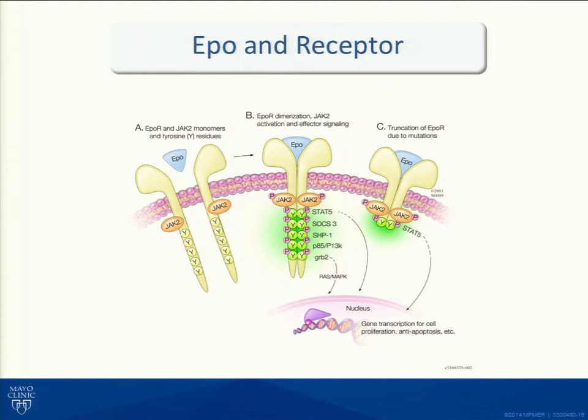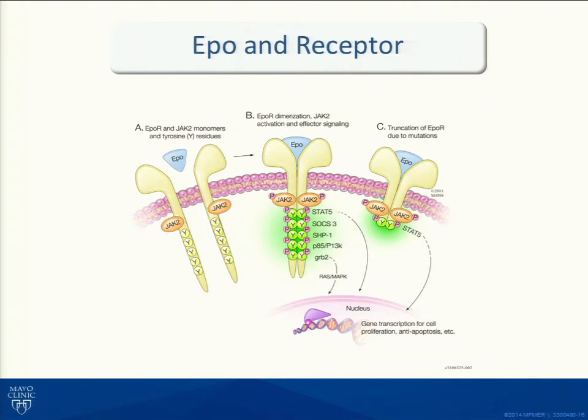You can see here involved STAT5. This is a positive regulator that increases gene transcription for genes involving cellular proliferation or anti-apoptosis. But there are also negative regulators that come into play later, such as SHIP1 here, that are going to act to basically attenuate the response at a later point.